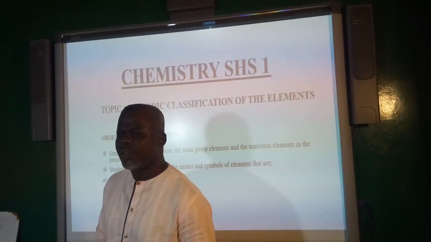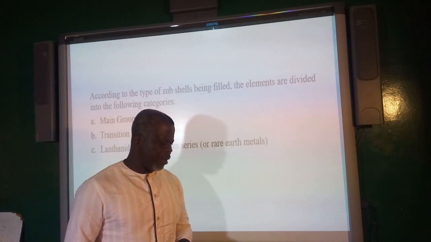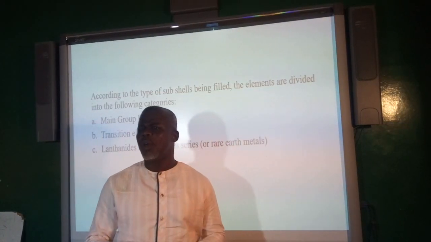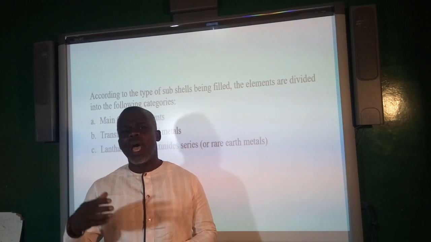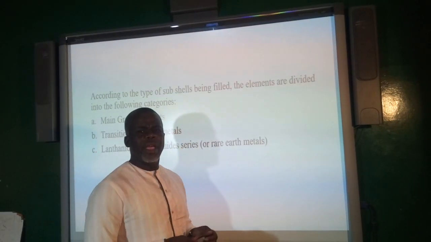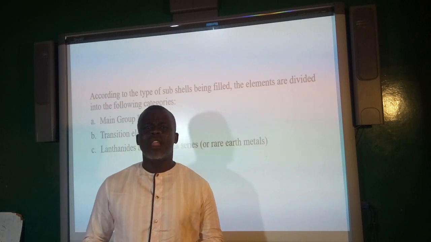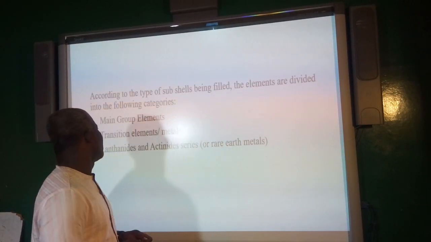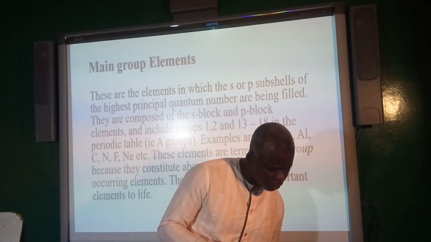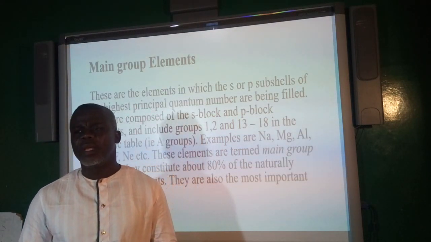The classification of the elements is based on the type of subshells being filled. What I mean is, we base this classification on the subshells in which the valence or the outermost electrons fall. And by this, we are going to have the main group elements, the transition elements, the lanthanides, and the actinides. These are the classifications that we are going to consider. The first one, main group elements. And today we will dwell much on the main group elements.